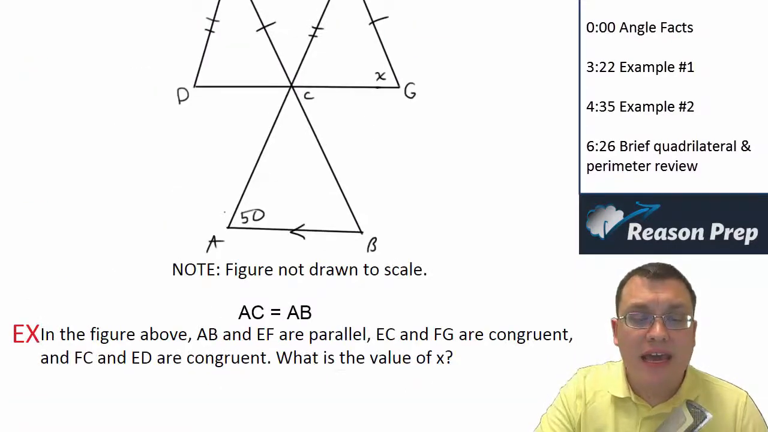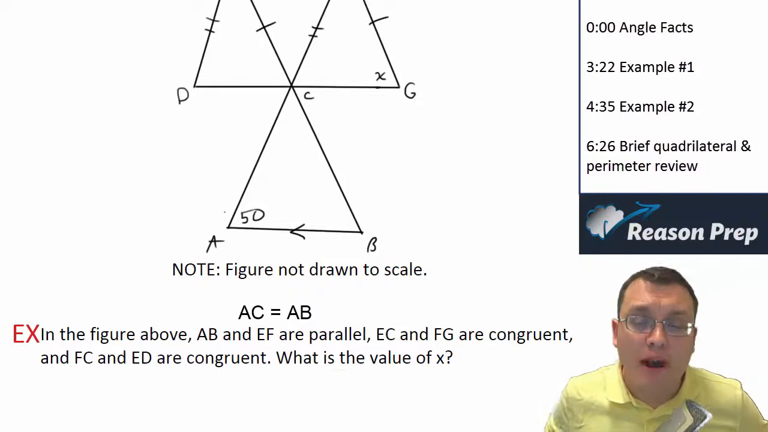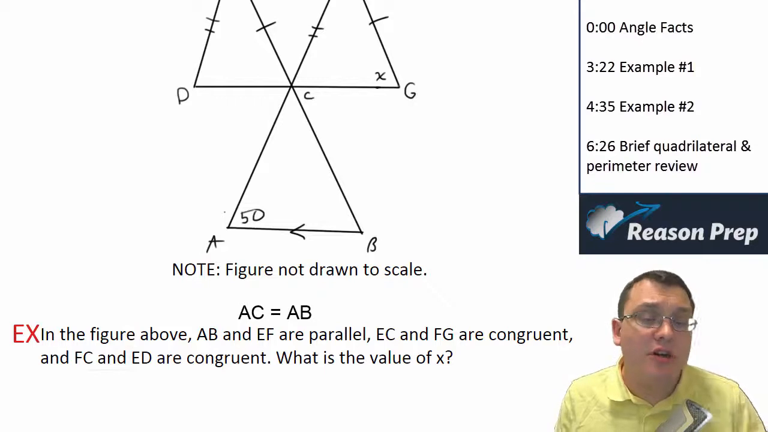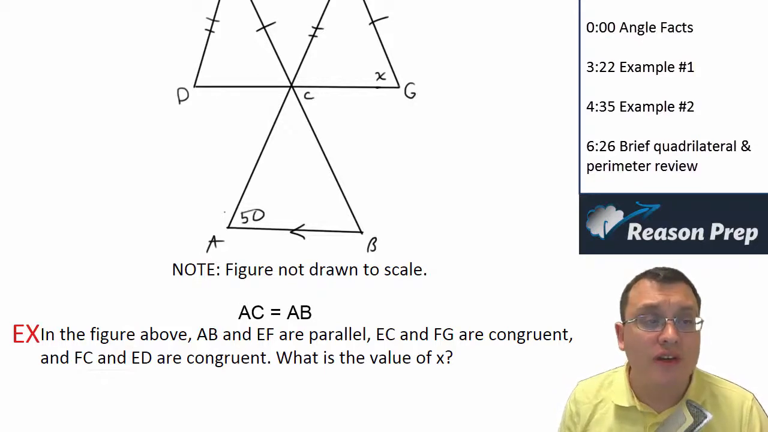Last question. In the figure above, AB and EF are parallel. AC equals AB. EC and FG are congruent. FC and ED are congruent. What is the value of x?